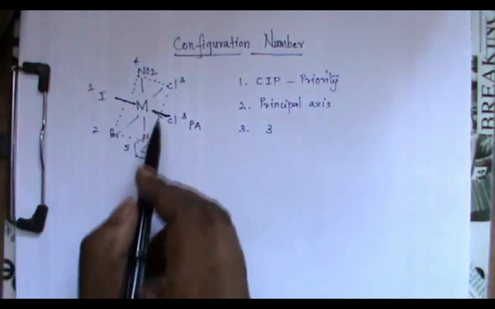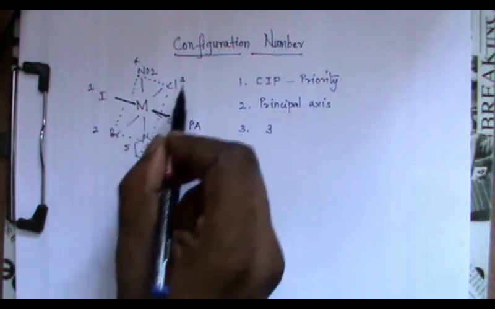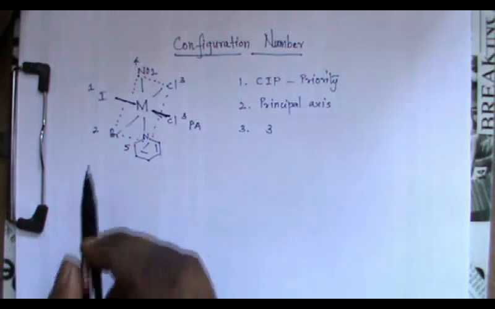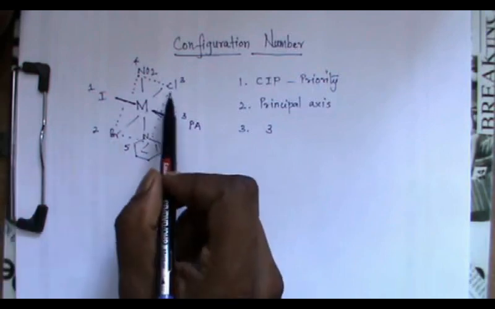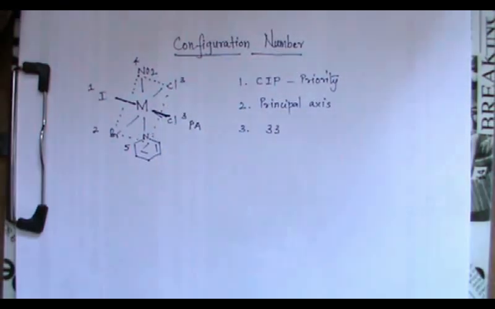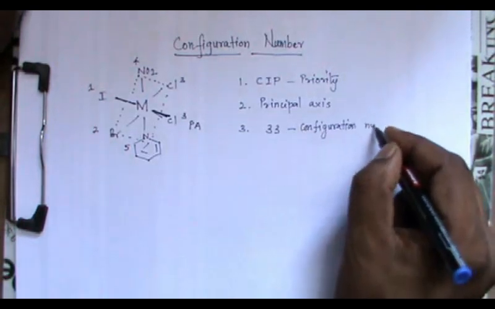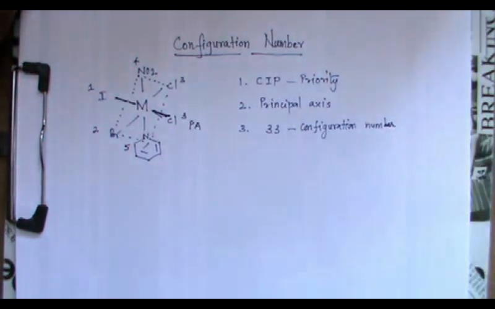Apart from that, I have a square planar complex. Here, I have priority 2, 3, 4 and 5. In this, the highest priority is given to Br. Now look for the ligand that is opposite to Br, that is Cl, that priority is 3. So this is the configuration number for this complex. So basically, the configuration number is a 2-digit number that represents the arrangement of the ligands in the complex.